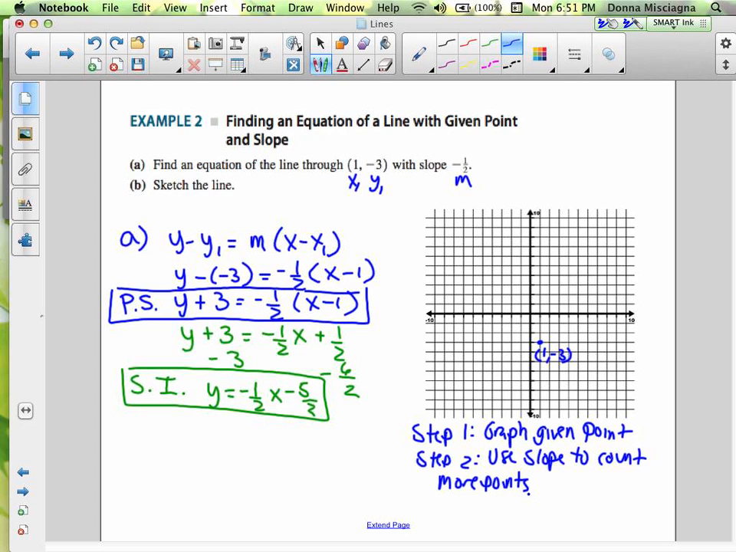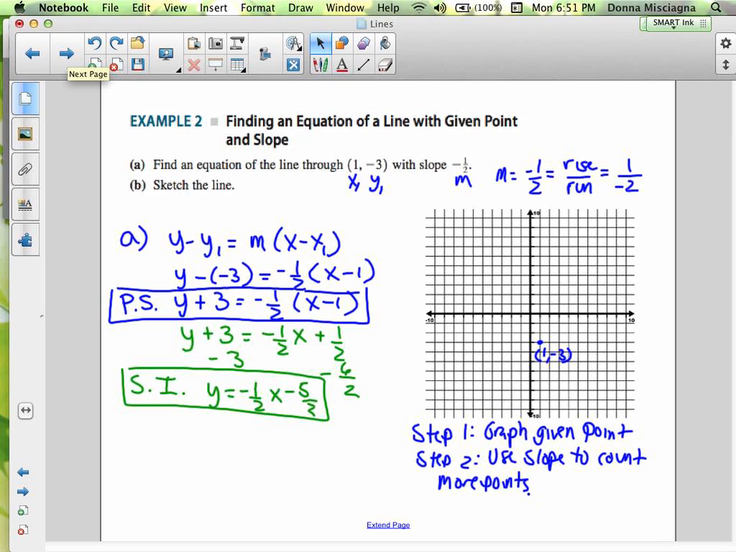Right, the slope here is negative 1/2. That means we have either a rise of negative 1 and a run of 2, or you can think of it as a rise of 1 and a run of -2. In other words, we can count 1 down and 2 to the right, or 1 up and 2 to the left. In either way, it's still the same slope.